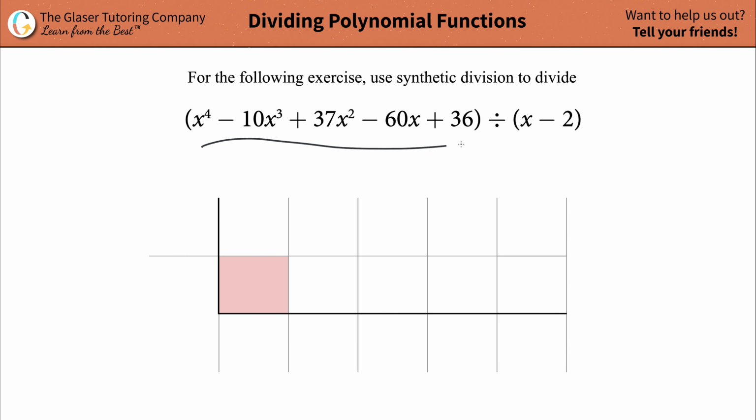We've got x raised to the fourth minus 10x cubed plus 37x squared minus 60x plus 36, and that's being divided by x minus 2. So how do we approach this?